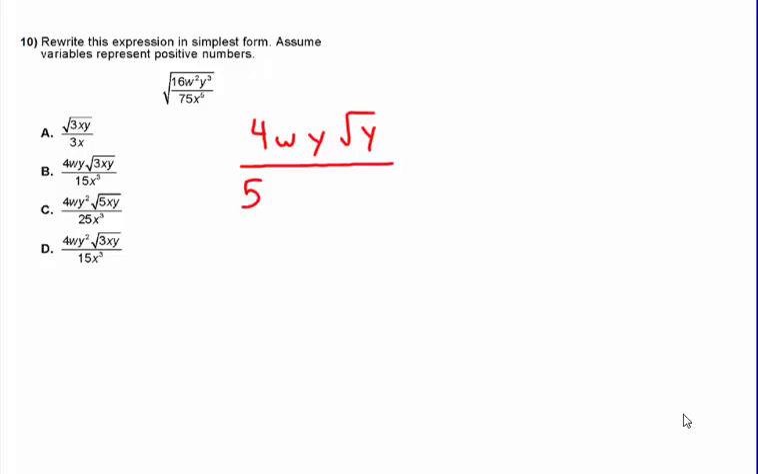Now in 75, it's 25 times 3, so square root of 25 is 5. Got a 3 left over. Then we can pull out 2 x's, and we still have 1 left over.